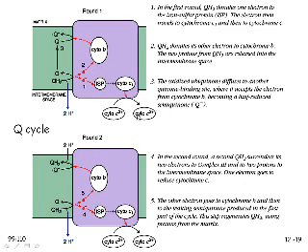And this is what the Q cycle looks like. So here we have complex 3. And we're going to start here with a molecule of QH2. And it's going to donate its electrons. Remember, it has 2 electrons. It's going to donate its 2 electrons. One of those 2 electrons will go to cytochrome B, and another one of those electrons will go to an iron sulfur center, or an iron sulfur protein. That gave us a molecule of Q again.